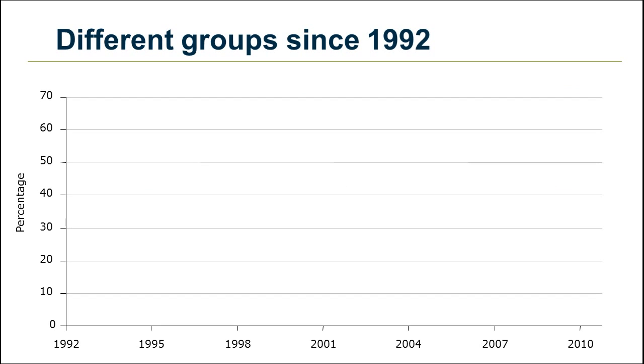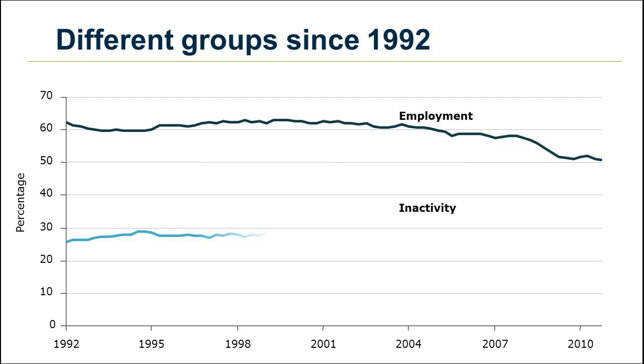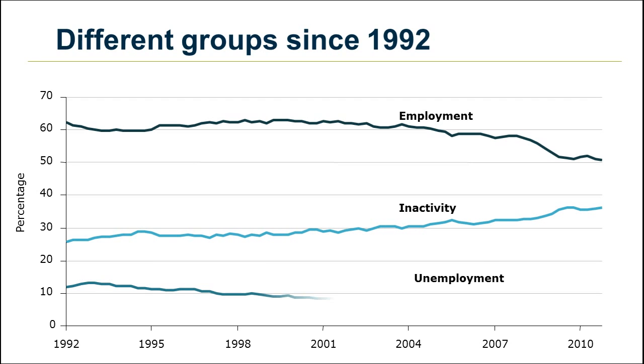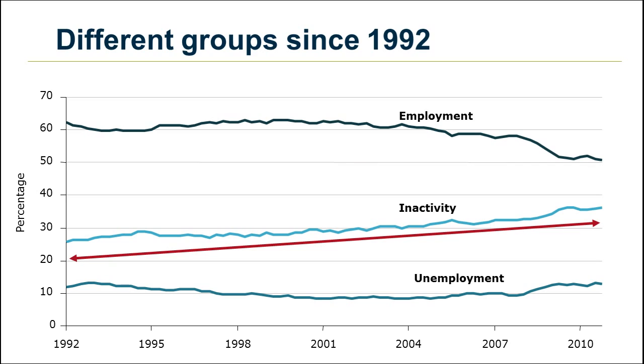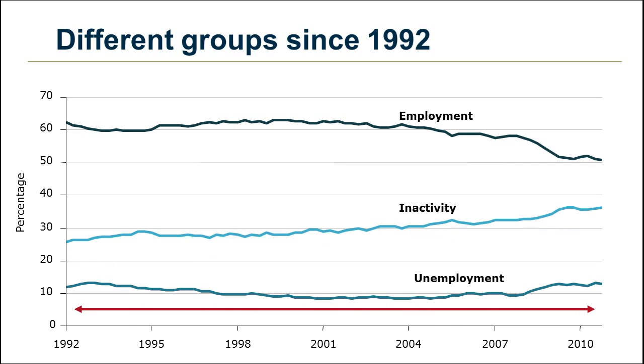If we look at the percentage of young people in each of the three groups since 1992, starting firstly with those in employment, those inactive and those unemployed, we see that over the period the percentage employed has fallen, with it fairly flat though until around 2004 and then falling. The percentage inactive has risen, and the percentage unemployed is broadly the same now as it was in 1992. But it has fallen and increased over the period.